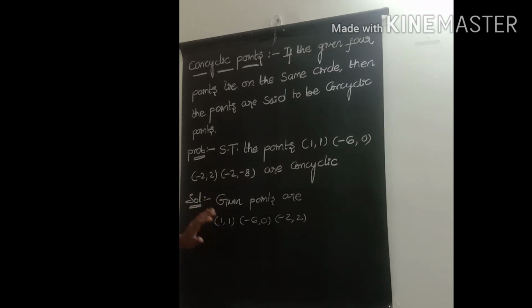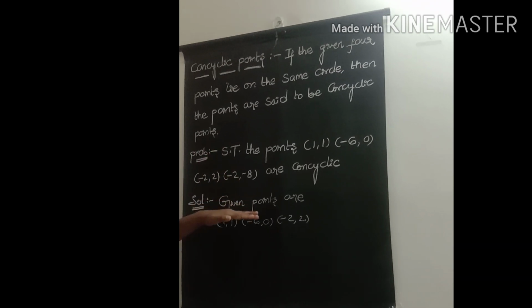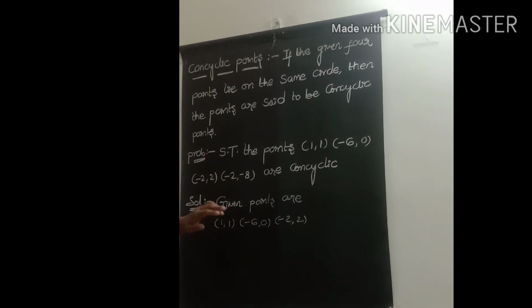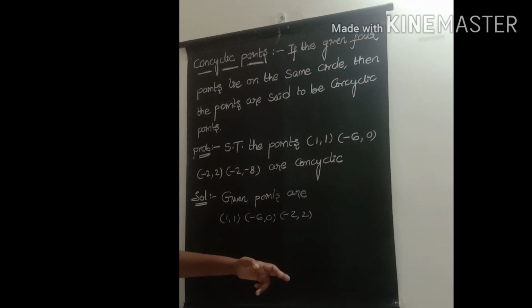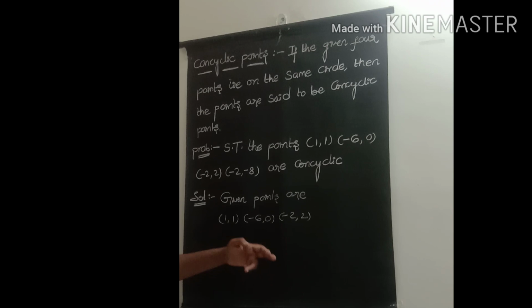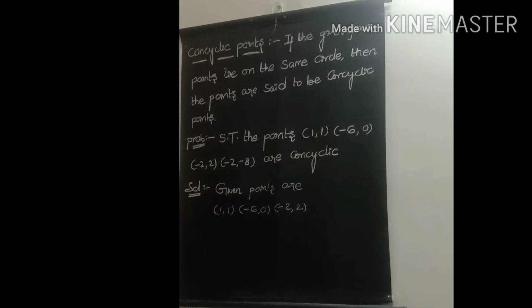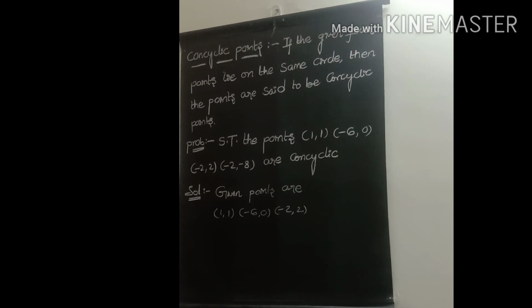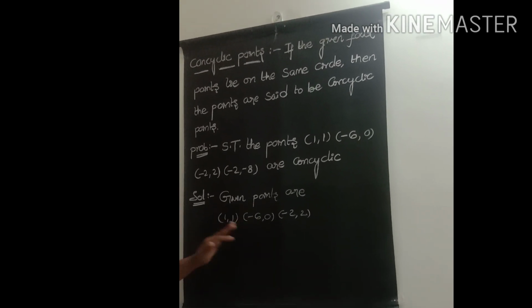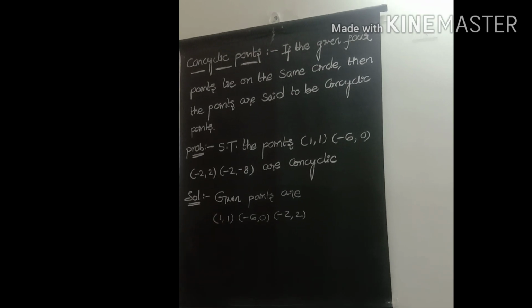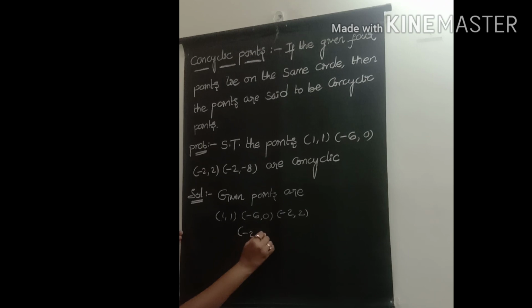So, if these 4 points are concyclic, it means the 4 points lie on the same circle. First we are finding the equation of the circle by using any 3 of the given points, and next we are substituting the fourth point in that equation. If it returns 0, then we are saying that the given points are concyclic points. That is, first we find the equation of the circle by taking any 3 points. The given points are (1, 1), (-6, 0), (-2, 2), and (-2, -8).